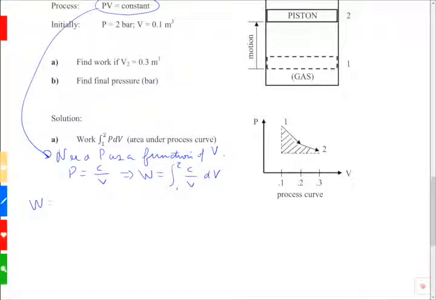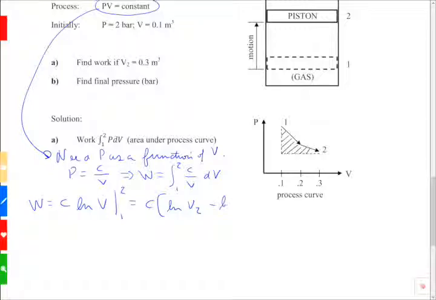A constant will come out of the integral. dV over V integrates to log. And we're going to evaluate the log of V from state 1 to state 2. Let's keep going. I'm going to write this as constant times open bracket, natural log of V evaluated at state 2 is V2, minus the other condition, the natural log of V1. Okay, we can work this if we can get a value for C.